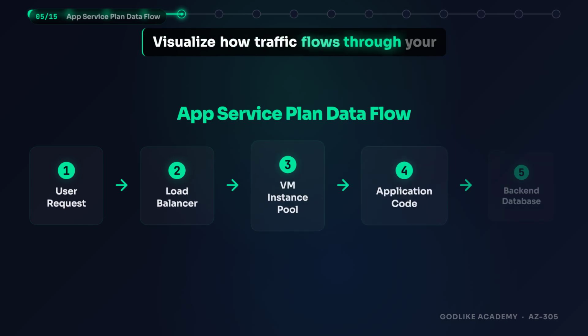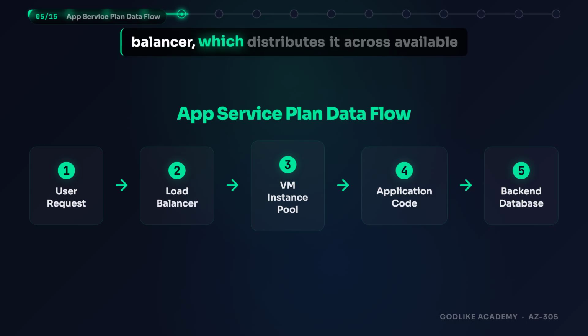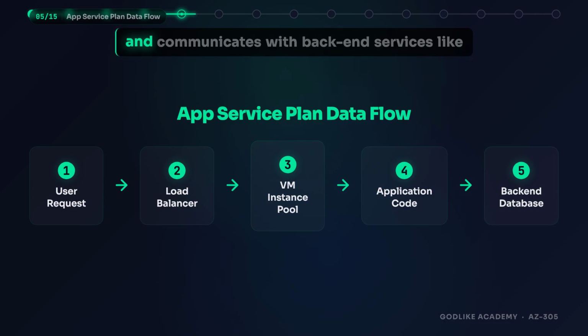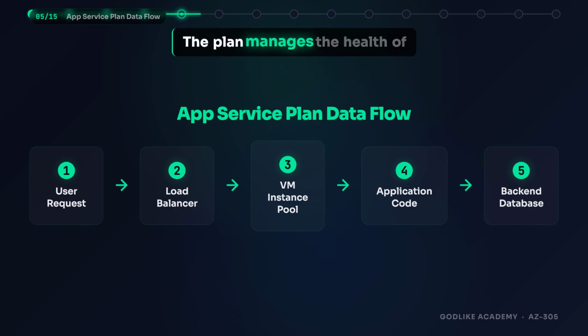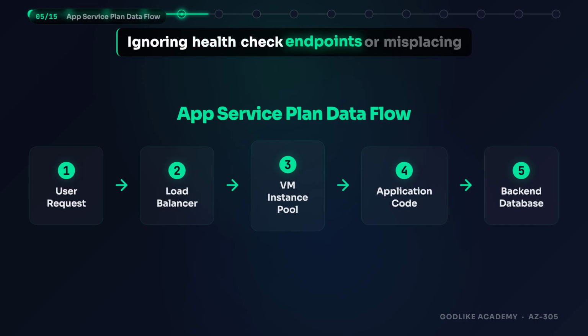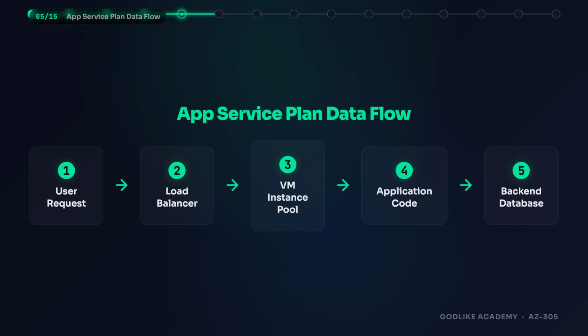Visualize how traffic flows through your app service plan. A user request hits the load balancer, which distributes it across available VM instances in the plan. Each instance runs your application code and communicates with backend services like databases. The plan manages the health of these instances and scales them out based on metrics you configure. Ignoring health check endpoints or misplacing the load balancer configuration will cause routing failures and leave orphaned requests waiting indefinitely for timeout errors.